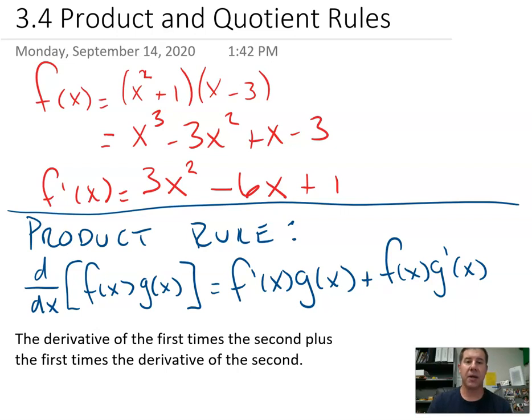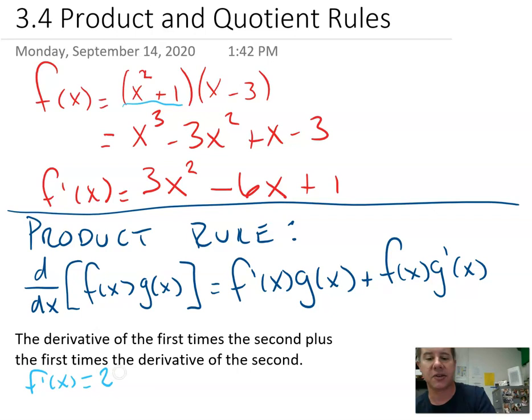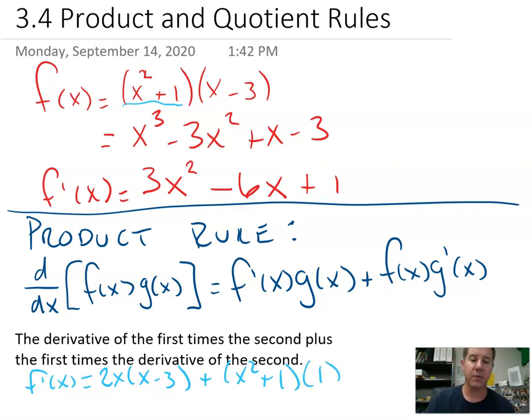So if we try to apply this to the problem we just did right above, it'll look a little bit different when I find f prime. I'm going to take the derivative of the first function. So this is the first function, x squared plus 1, and the derivative of that is 2x. The derivative of the first times the second, x minus 3, plus the first, x squared plus 1, times the derivative of the second, which would just be 1.